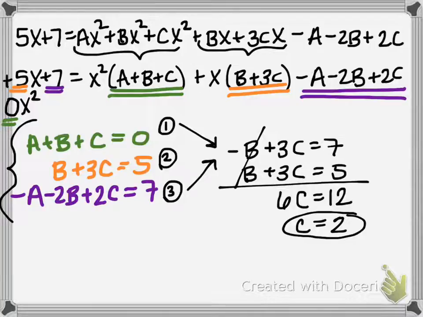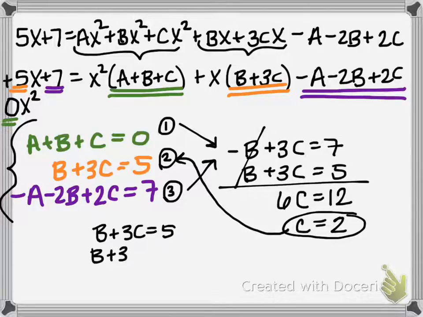Then we can sub that back into any of our equations, but it would make sense to substitute it back into the second equation since it only contained 2 variables. So b plus 3c is equal to 5. But we just found that c was equal to 2, so we'll substitute in 2 for c. b plus 6 equals 5. So b is equal to negative 1.